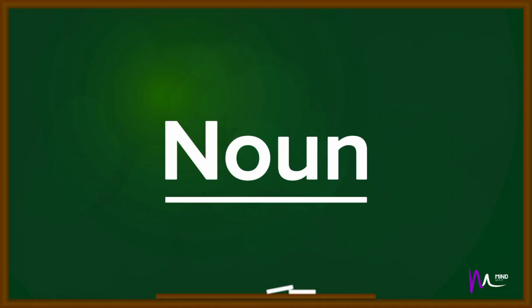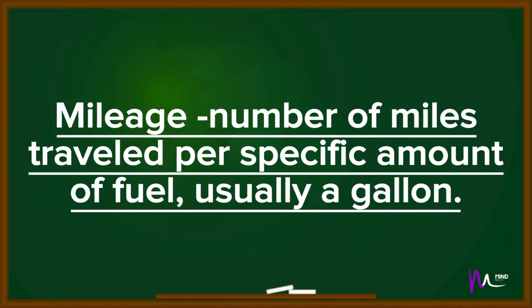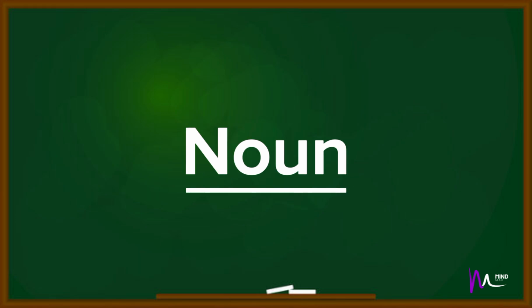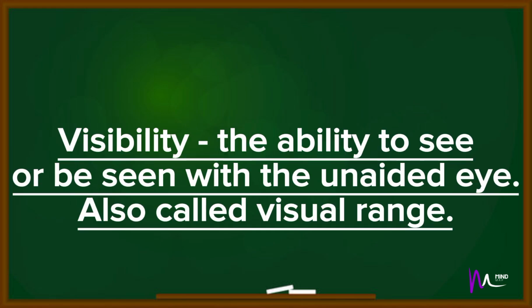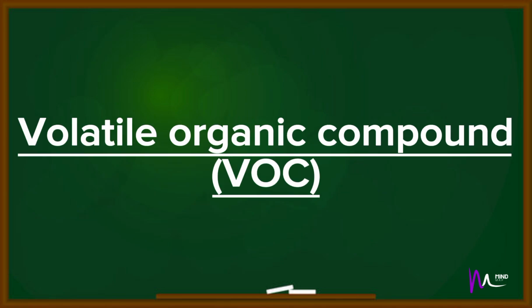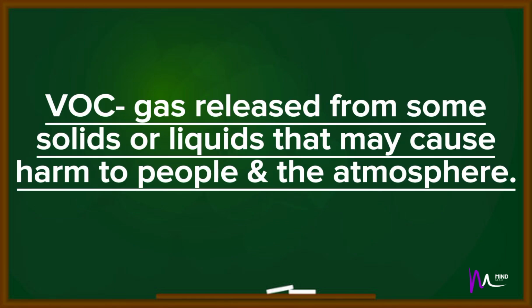Mileage. It's a noun. Mileage is a number of miles traveled per specific amount of fuel, usually a gallon. Visibility. It's a noun. Visibility, the ability to see, or be seen with the unaided eye, also called visual range. Volatile organic compound, VOC. It's a noun. VOC: gas released from some solids or liquids that may cause harm to people and the atmosphere.